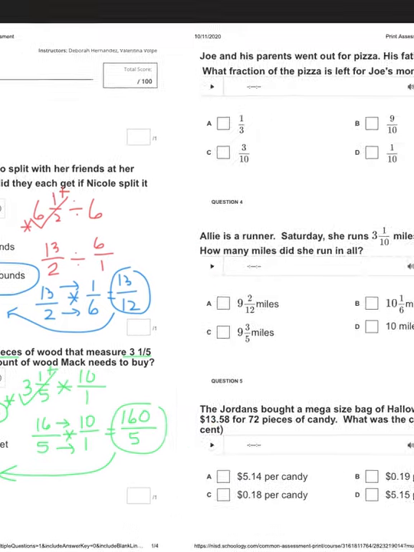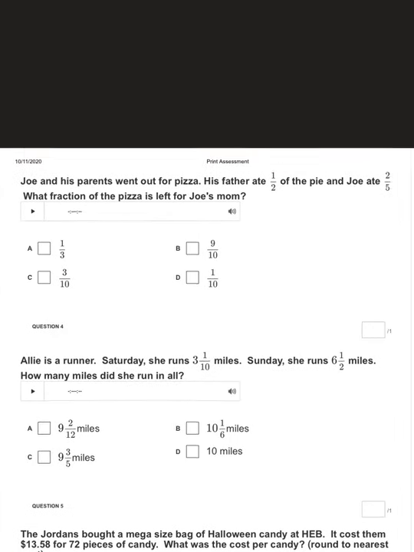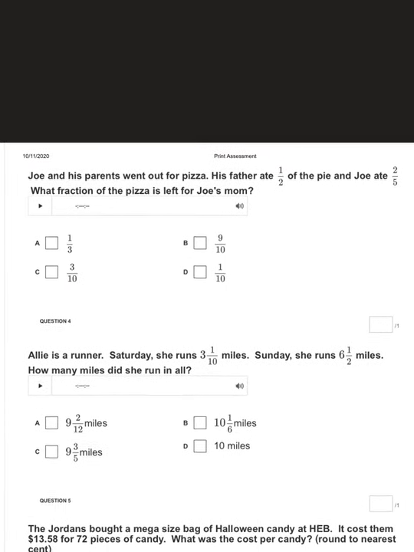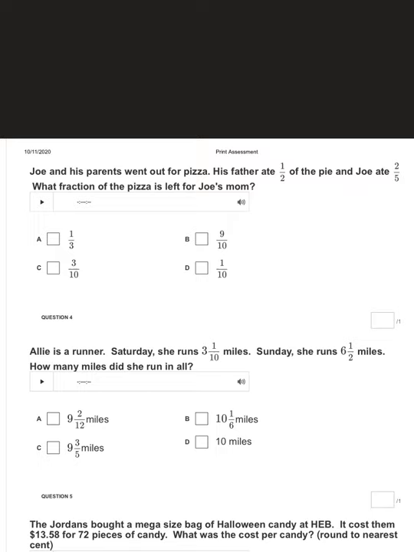Continuing on, the third problem we have here, Joe and his parents went out for pizza. His father ate 1/2 of the pie and Joe ate 2/5. What fraction of the pizza is left for Joe's mom? So what you need to watch out for, okay, so his father ate 1/2, Joe ate 2/5, and what is left for his mom? Well, let's find out how much was already eaten. 1/2 plus 2/5. When we're adding, we need common denominators.